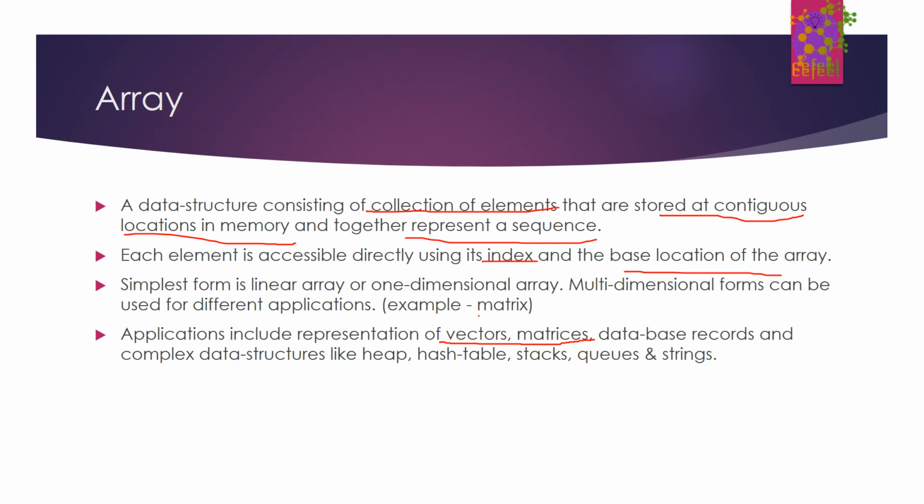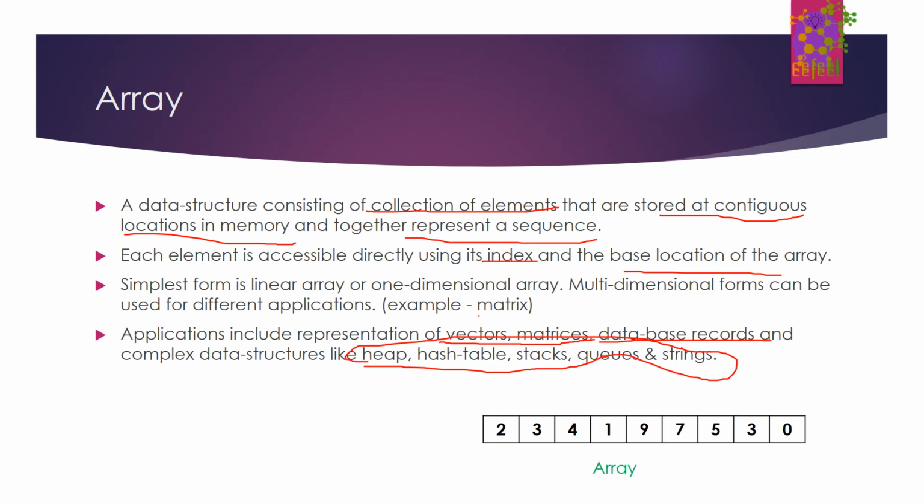In software engineering, it can be used to represent database records, and also many of the complex data structures which we will see later on, like heap, hash table, and stacks. All of these can be implemented using the simplest data structure, which is array. So it is a very important data structure in computer science, and a lot of the other complex data structures depend on array or use array as the underlying implementation.